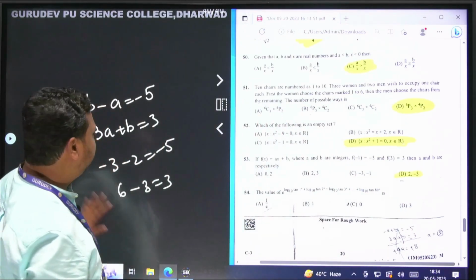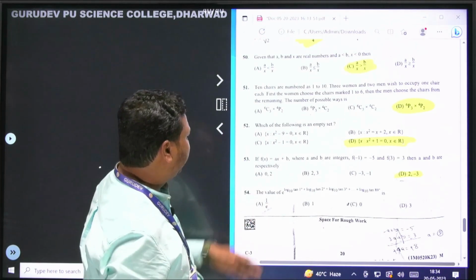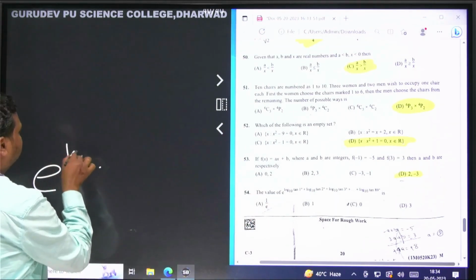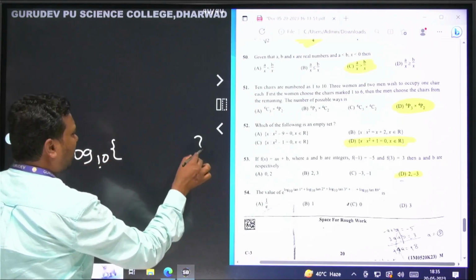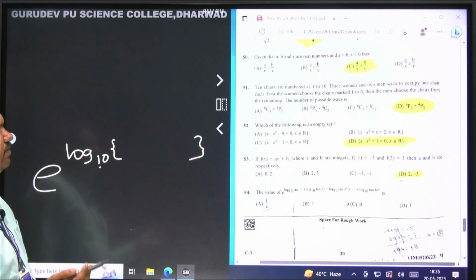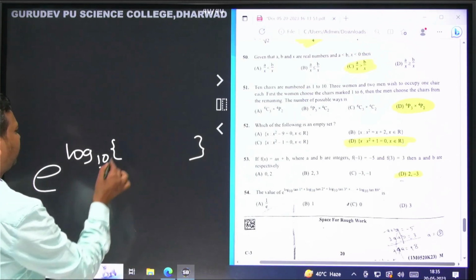Okay, done. Acha, now the 54th question. See, e to the power, let us forget that. Log of base 10, you will get the product of all tan functions: tan 1 degree into tan 2 degree into tan 3 degree and so on up to tan 89 degree. And you know what the answer for that is, right? Is it equal to 1?